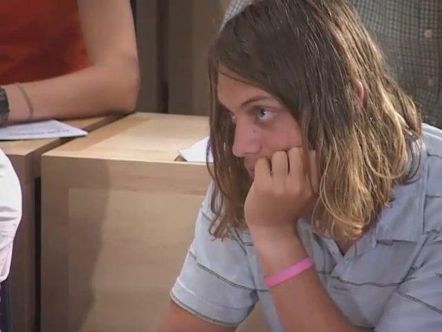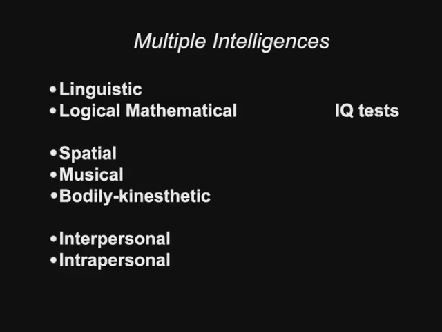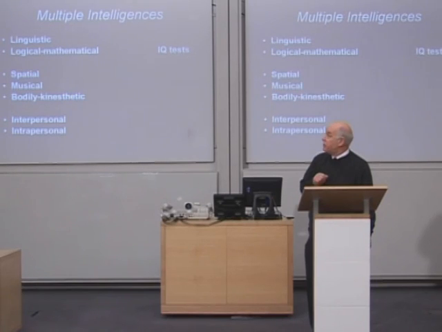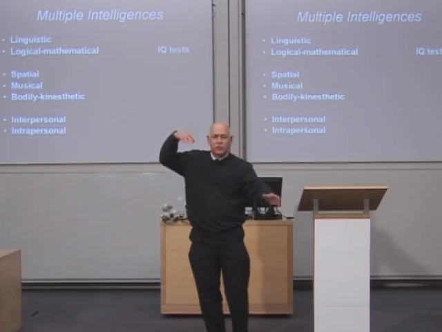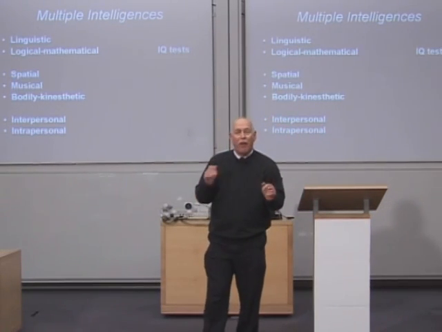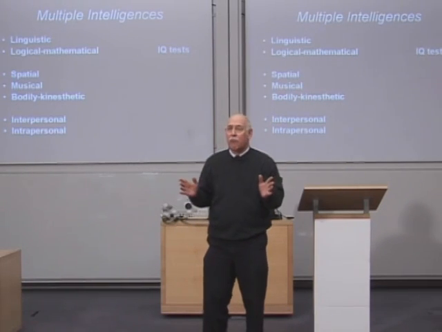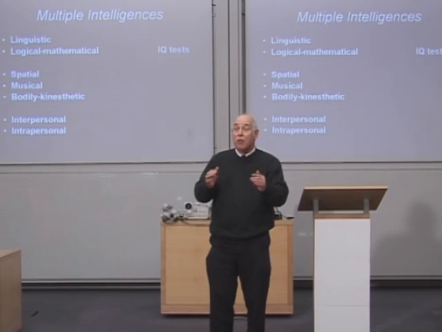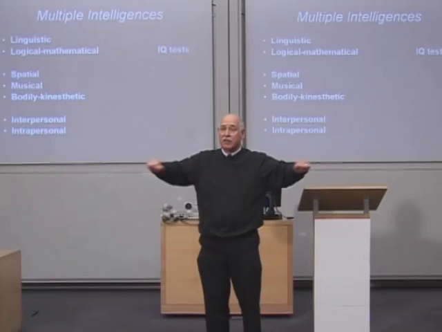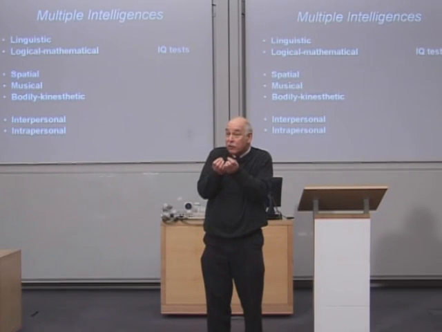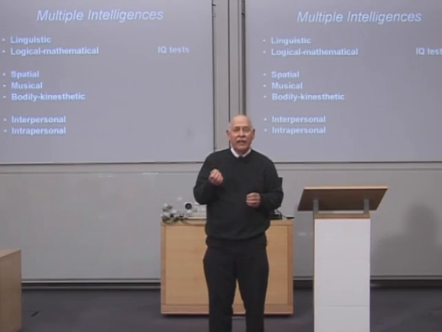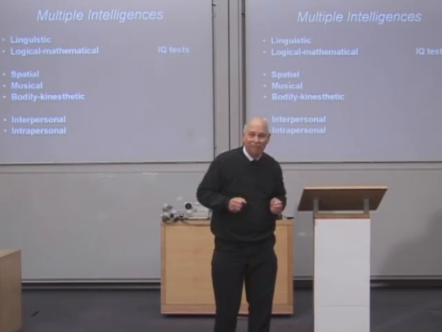Now, the next one is called bodily kinesthetic intelligence. This isn't a common word, but kinesthesia has to do with the movements of the body. So bodily kinesthetic intelligence refers to the ability of a person to move and coordinate the body or parts of the body. Athletes, dancers, even surgeons who need to have very skilled hands, all have highly developed intelligence in this area.